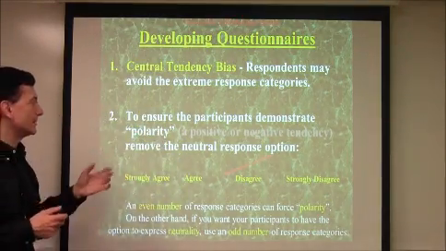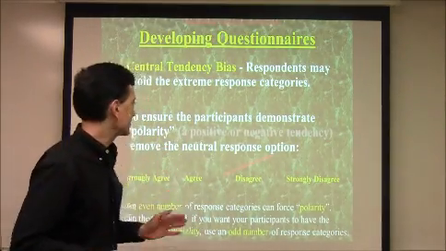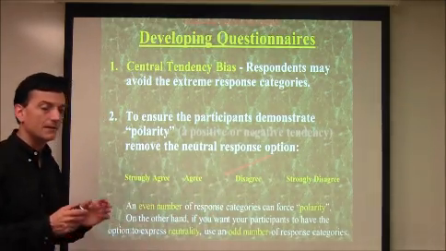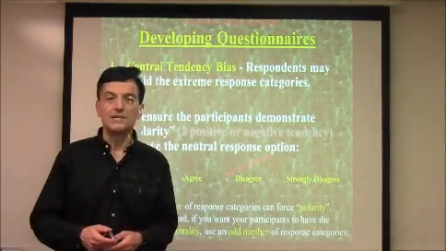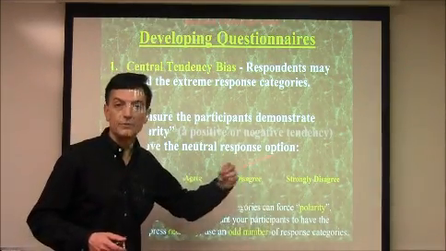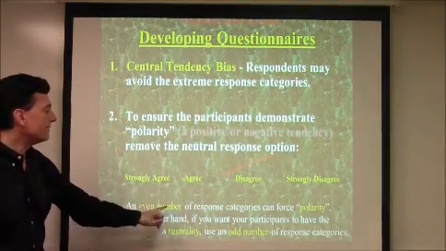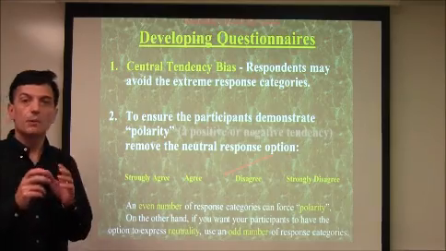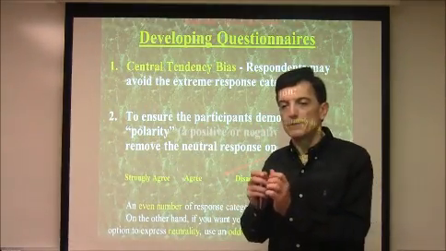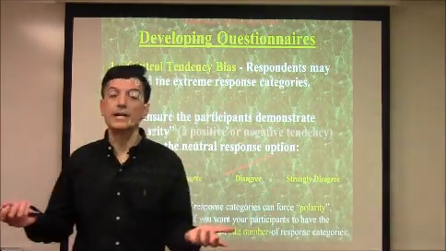So to ensure participants demonstrate polarity, that is, to ensure that they're leaning one way or the next, we can remove the neutral response option from the center of the scale. Okay? So we can now basically force them into responding at least slightly this way or that way of center by removing the neutrality option that otherwise would have been in the center. So an even number of response categories can force polarity, as we say. And when we're talking about polarity, we're talking about having different valences, something more positive versus something more negative.